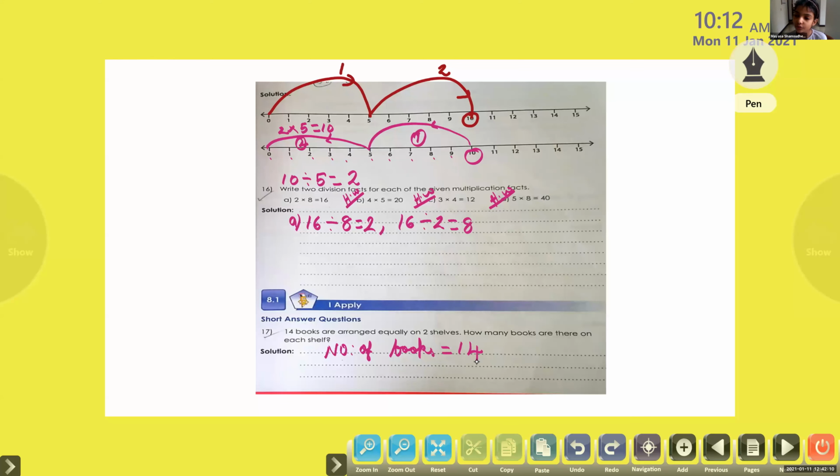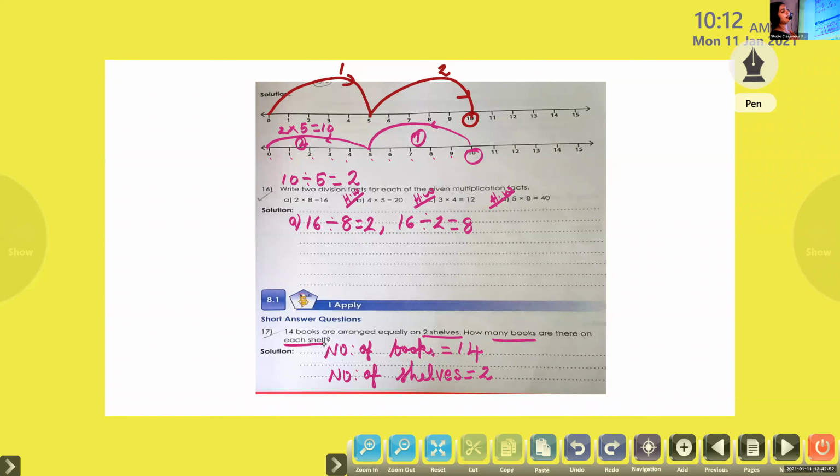Should we do CDMSB? No, because 14 is already coming in the table of 2. So you need not do all the steps. Okay. Now, number of books is equal to 14. How many shelves are there? 2 shelves. So, number of shelves is equal to 2. And what we have to find out? How many books are there on each shelf?